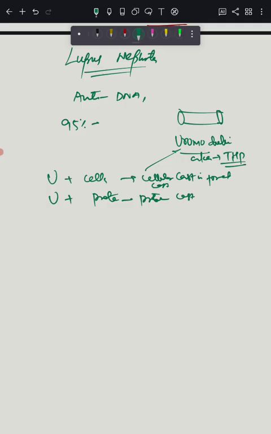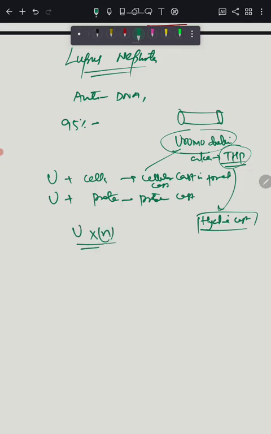So we know that there are many types of casts: hyaline cast. Hyaline cast content is just Tamm-Horsfall protein. So when THP is the only content, then the casts formed are hyaline casts. Second is RBC cast, that is made of RBC cells. Similarly, WBC cast, granular casts.